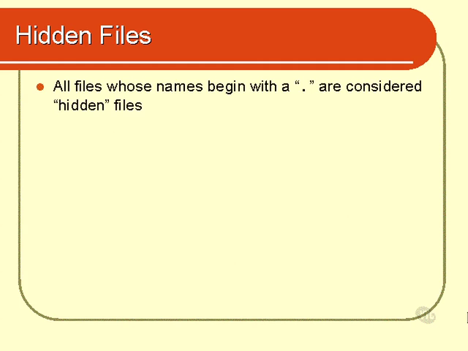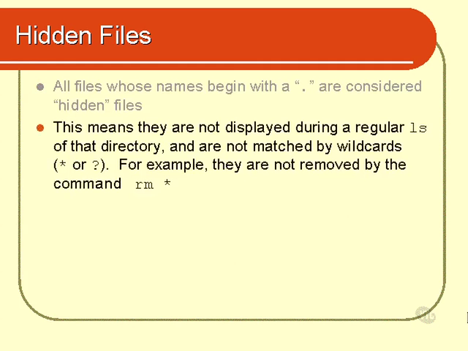Now, what does it actually mean? Well, a hidden file is a file that is not displayed when you do a regular ls. So if you just type in ls and get a listing of files in a directory, the hidden files in that directory, in other words the ones that begin with a dot, will not be listed. Furthermore, if you use the asterisk or question mark wildcard characters, the hidden files, files that begin with a dot, will not be included in the files that are matched.